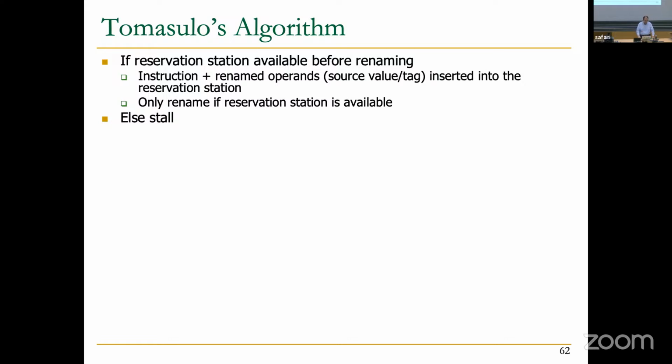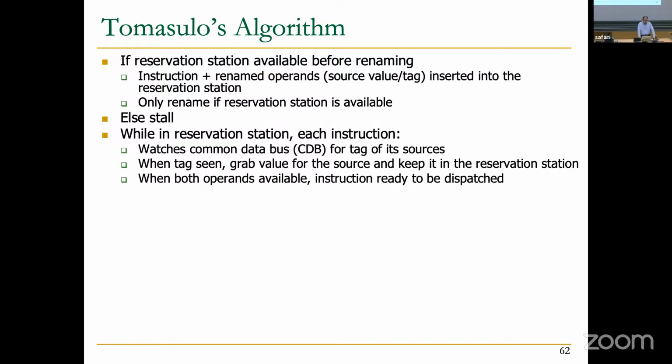in a detailed definition. If a reservation station is available before renaming, the instruction plus renamed operands need to be inserted into the reservation station. And we only rename if a reservation station is available. If a reservation station is not available, we just stall and wait.